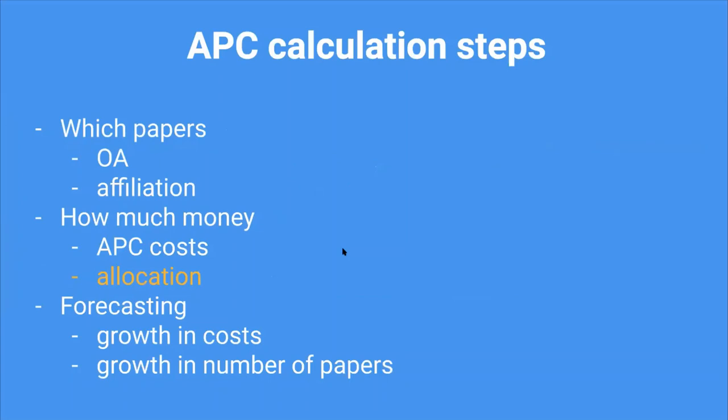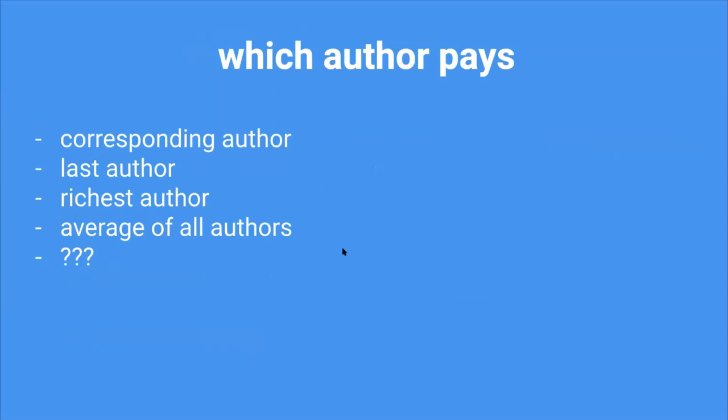Okay, the allocation of the APC cost is another thorny one. Specifically, which author pays. So again, APC stands for article processing charge. It's an amount of money like $1,000 or $2,000 that needs to be paid for the article to be published. But an article might have 1, 2, 3, 4, 100 authors. In that case, which institution is paying that charge?